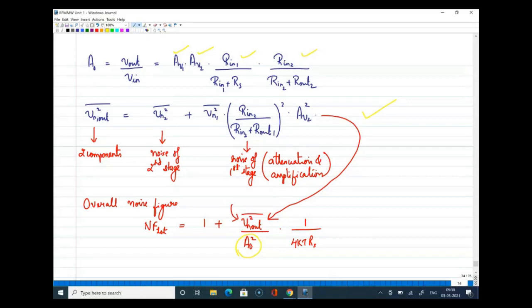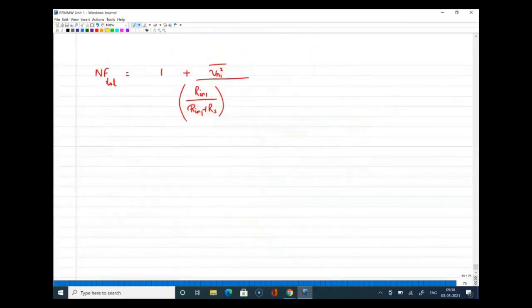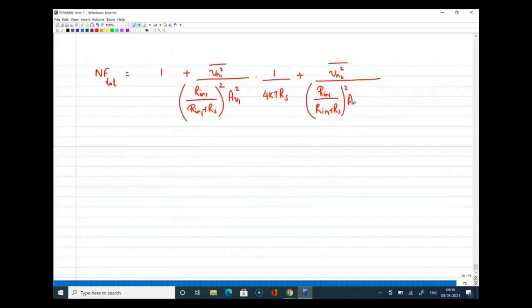So when I write the final expression for noise figure, this term and this term, which are already present in the denominator, I'll not write. I'm just writing by cancelling those. If you want, you can write the complete expression and do the cancellation. I'm just writing it directly here. So this multiplied by AV1 square by 1 by 4KT RS, plus, along with Vn2 square, I'll have all the terms, divided by, I have to write Rn1 square term, Rn1 by Rn1 plus Rs, AV1 square, Rn2 by Rn2 plus Rs into AV2 square, and then multiplied by 1 by 4KT RS. All right, so this will be the combined expression.